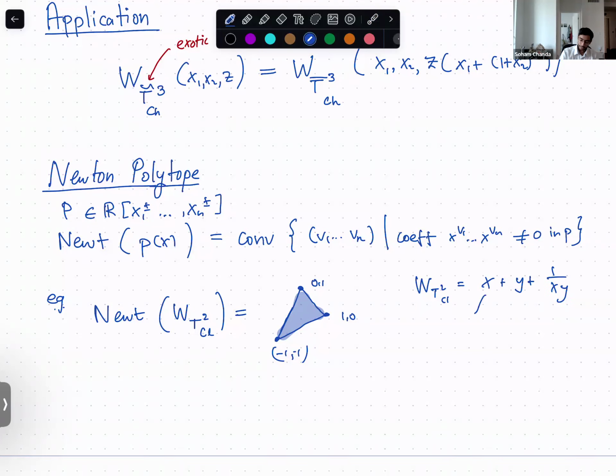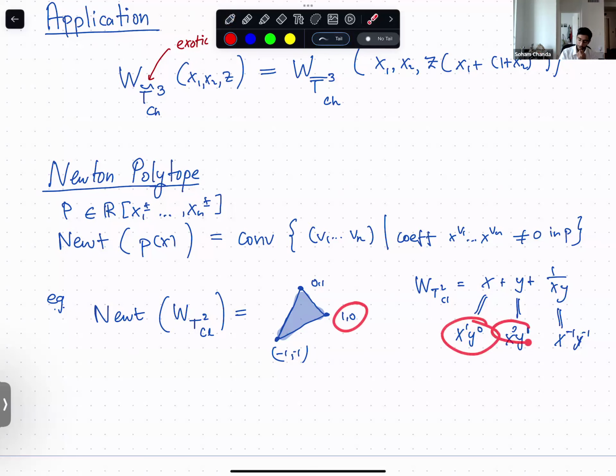Now x is the same as (x1, y0), y is the same as (x, y1), and this is (x minus 1, y minus 1). So I will now look at these exponents and plot them as points in R2. This corresponds to the point (1, 0), this corresponds to the point (0, 1), and this corresponds to the point (minus 1, minus 1). And the Newton polytope is the convex hull of these 3 points, so you get this triangle.